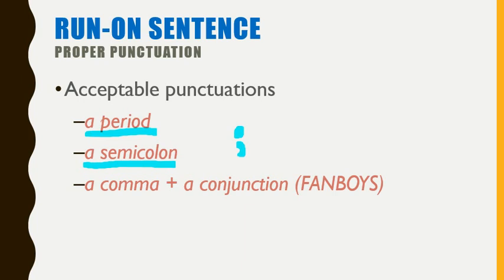It's like a weak period, and it's used when you don't really want a period. Okay, you want something weaker than a period. You want to keep those sentences kind of together. And the other choice is a comma plus a conjunction, and those conjunctions are your fanboys. You remember the word fanboys. You know it's an acronym for something, but you've forgotten what they are, probably. So let's take a look at them.